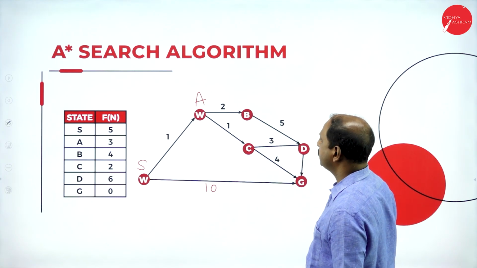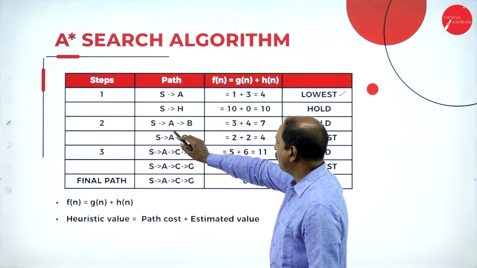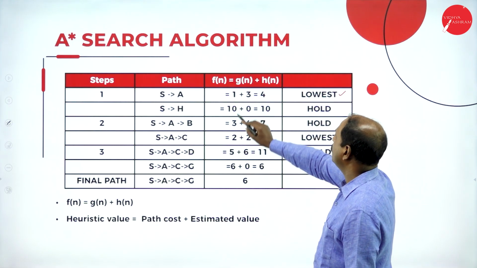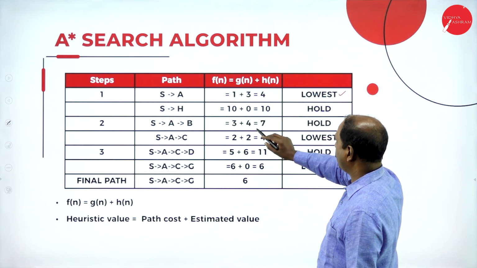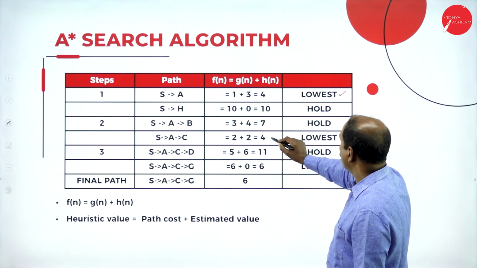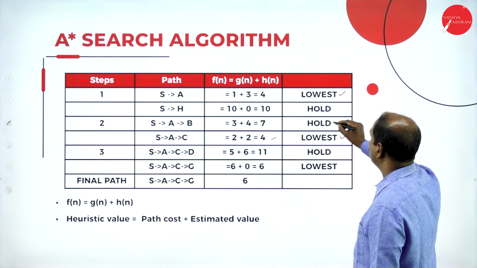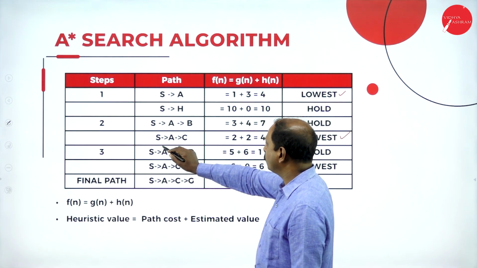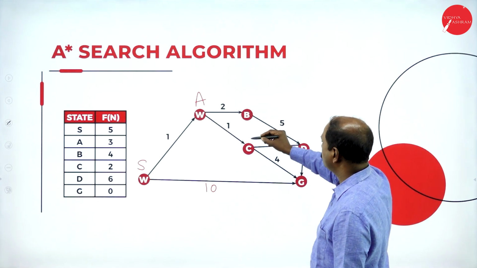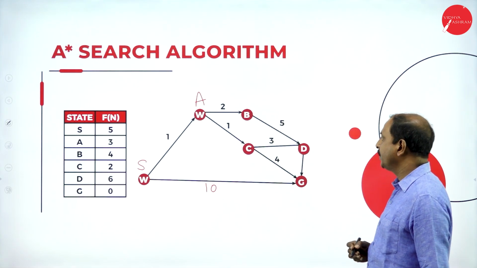So look at the second step from A. After moving from S to A, from A to B and A to C, there are two possible paths. By looking at the values, the function value is 3 plus 4, that is 7 here, and 2 plus 2, that is 4. Out of these two, 4 is the lowest value. We have to select this path and hold the other value. In that way, it has to move from A to C. In the example, from A to C is the best path, the optimal path between B and C. So this is the one.